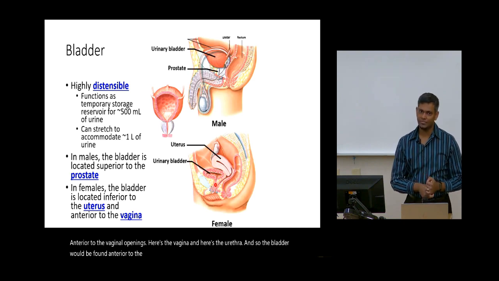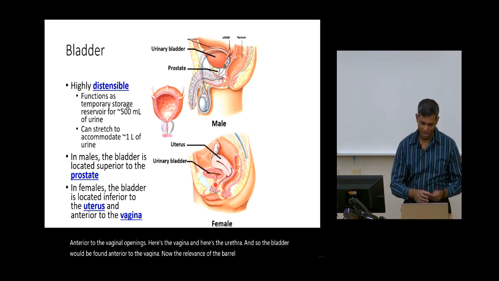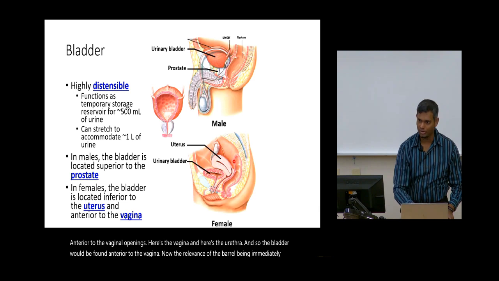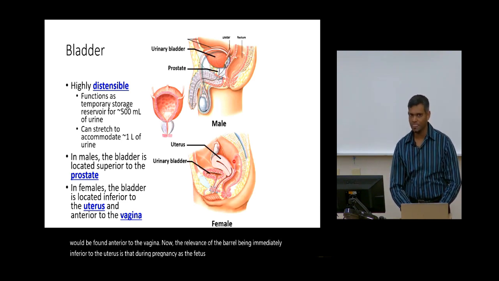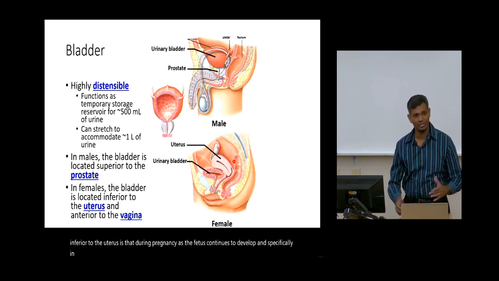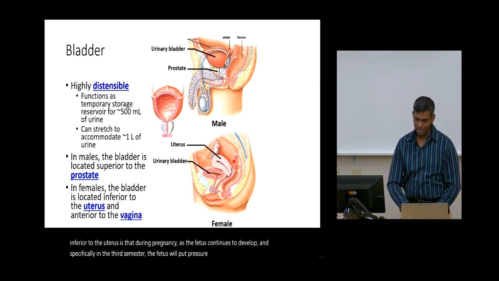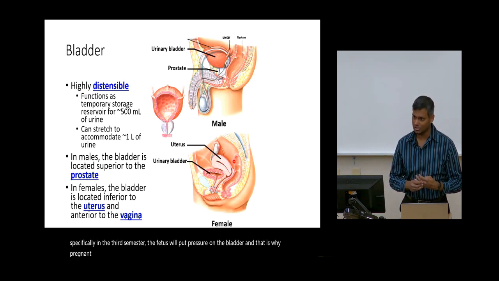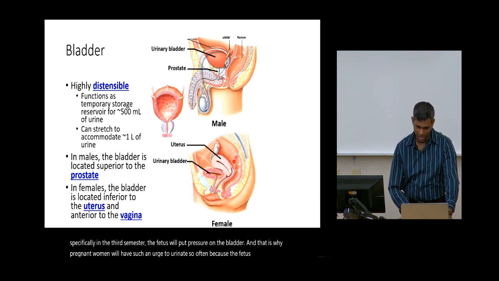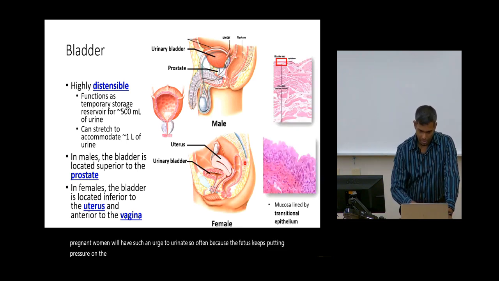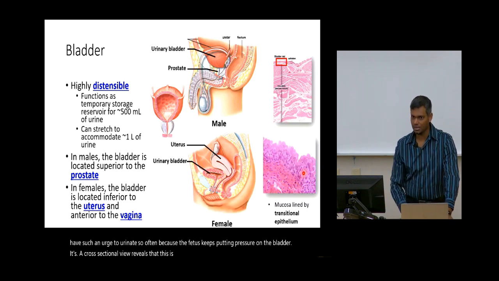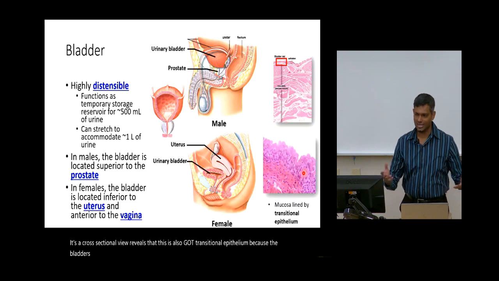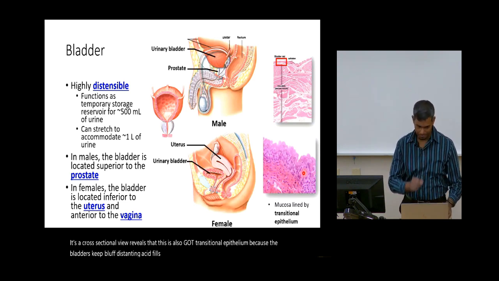Now the relevance of the bladder being immediately inferior to the uterus is that during pregnancy, as the fetus continues to develop, and specifically in the third trimester, the fetus will put pressure on the bladder. That is why pregnant women have such an urge to urinate so often, because the fetus keeps putting pressure on the bladder. And a cross-sectional view reveals that this also has transitional epithelium, because the bladder is capable of distending as it fills up with urine.